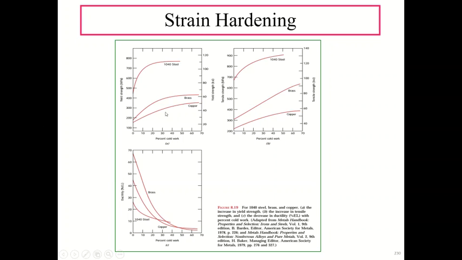But here you will lose ductility. The ductility of copper, brass and steel will be reduced as the percentage of cold work increases. So as the percentage of cold work increases, the ductility, or the percentage of elongation, decreases. So that's all about strain hardening. In the next class we will be discussing what annealing is and what the different stages in annealing are. So thank you.